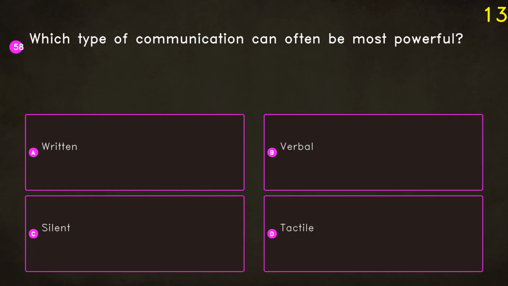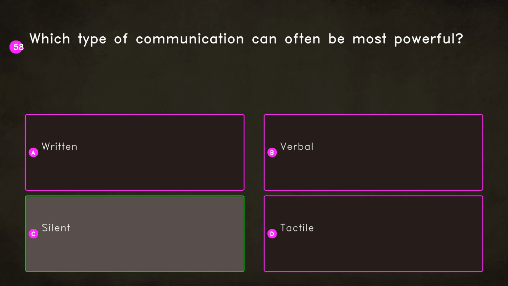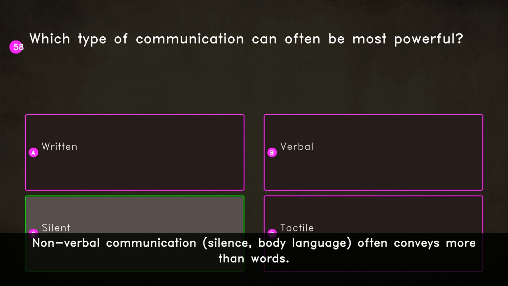Question 58. Which type of communication can often be most powerful? A. Written. B. Verbal. C. Silent. D. Tactile. The correct answer is silent. Nonverbal communication, silence, body language, often conveys more than words.